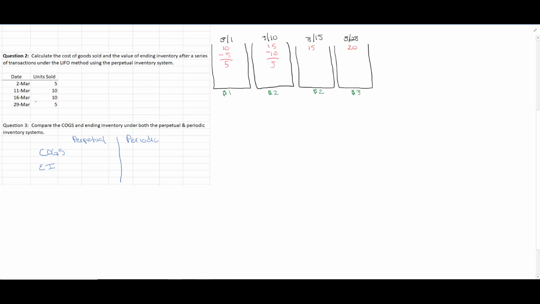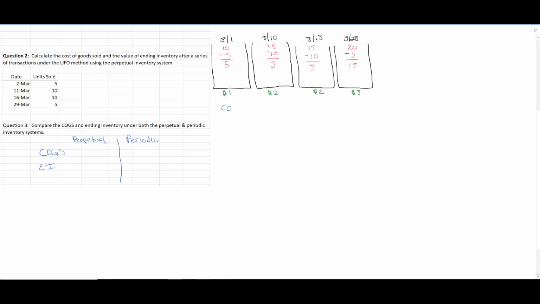Next, on March 16th, we sold 10 units. March 16th falls between this March 15th bucket and this March 28th bucket. So we sold 10 units from here because this is our newest bucket. And that leaves us with 5. Now we sold 5 units on March 29th, which falls out here. So the March 28th bucket is now our newest bucket, so we need to deduct 5 units from this bucket.